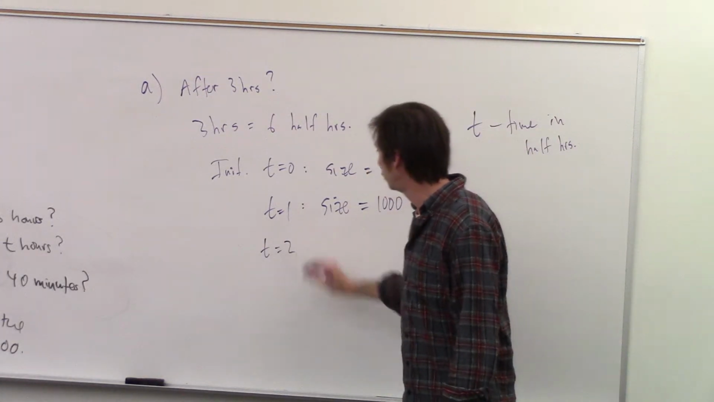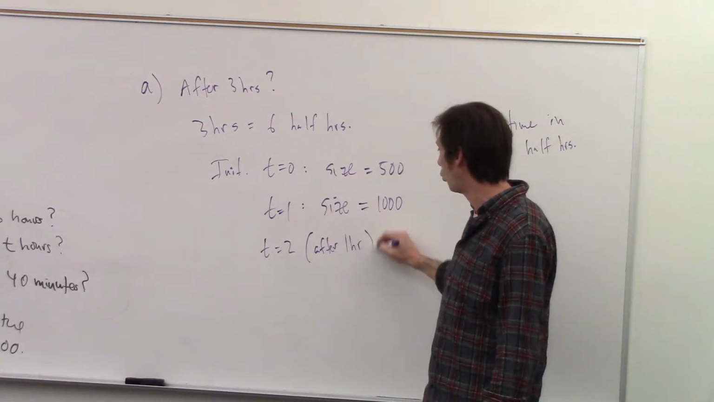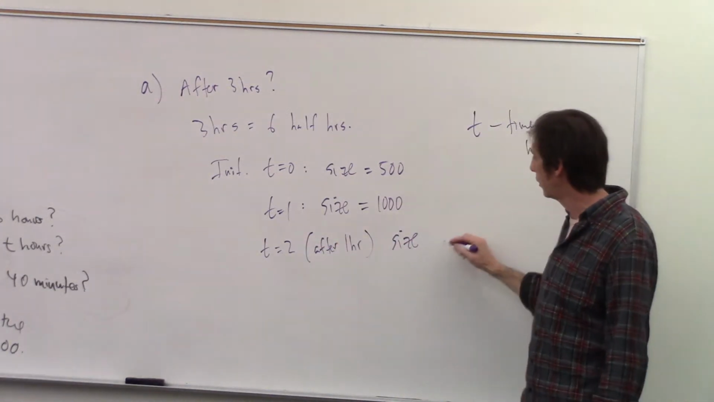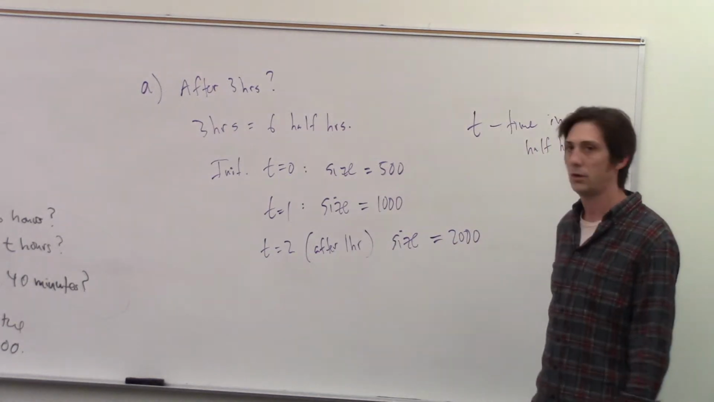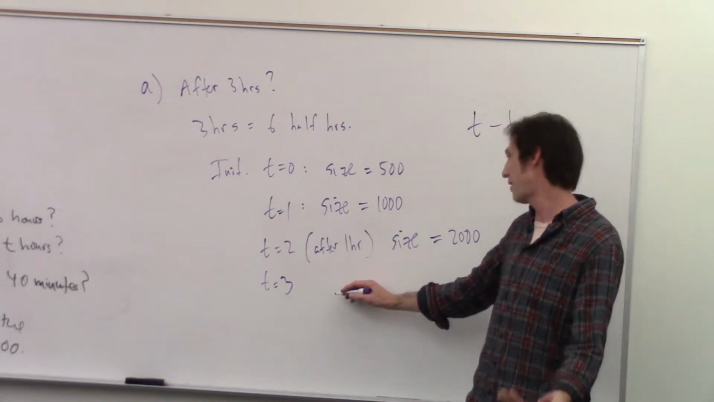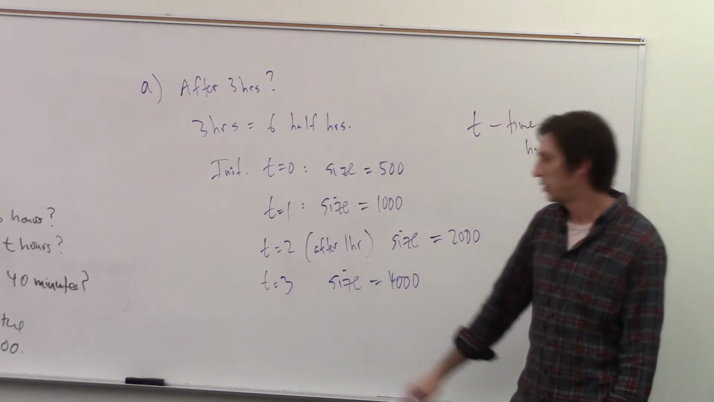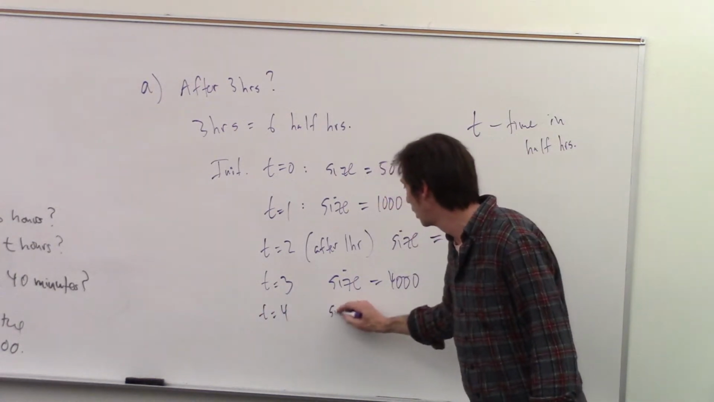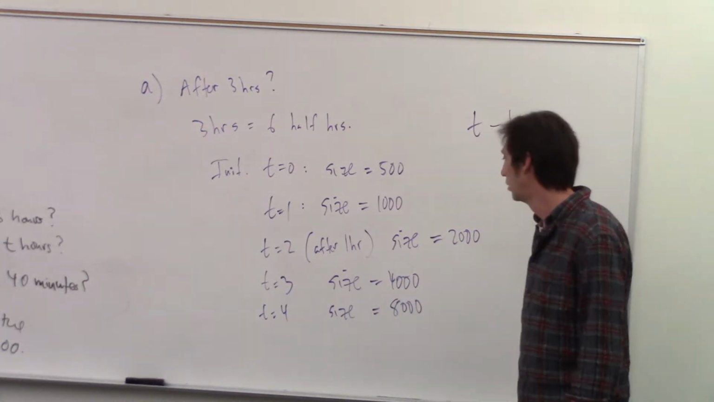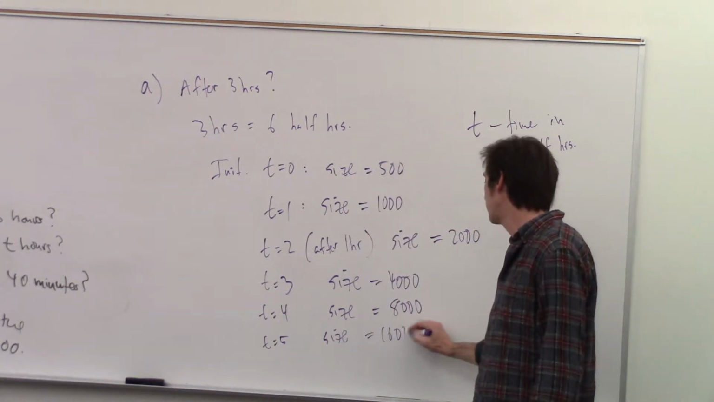When T is 2, this is 2 half hours now, so this is after 1 hour. What's the size? Well, it doubled from 1 to 2, and so the size should be 2,000. When T is 3, so that's after 1.5 hours, the size doubled again, and so now it's 4,000. And we keep going, right? When T is 4, that's after 2 hours, the size is 8,000. When T is 5, the size is 16,000.